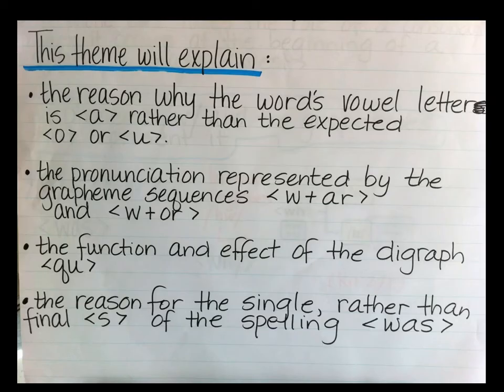This theme will explain the reason why the word was's vowel letter is an A rather than the expected O or U, the pronunciation represented by the grapheme sequences W plus AR and W plus OR, the function and effect of the digraph QU, and the reason for the single rather than final S of the spelling was.